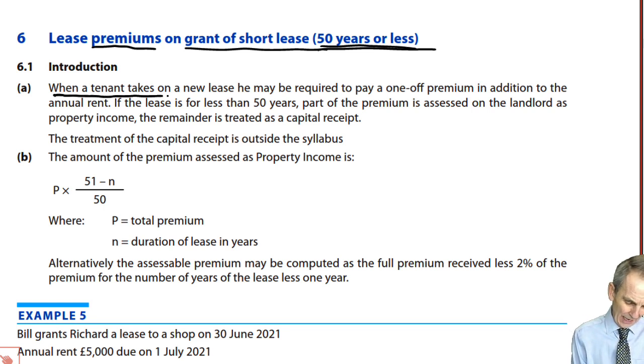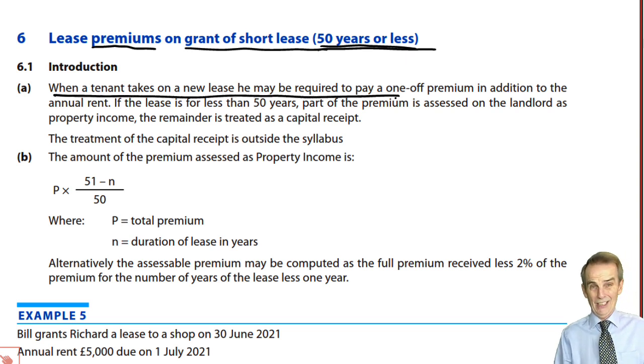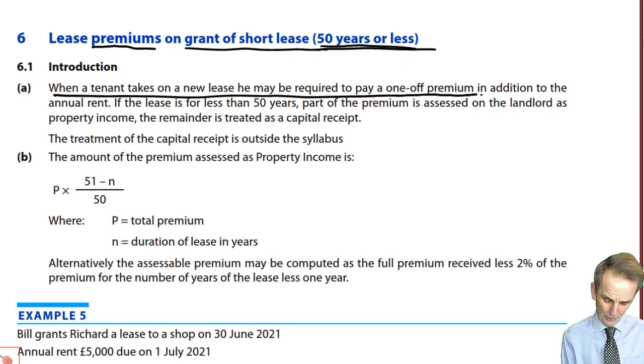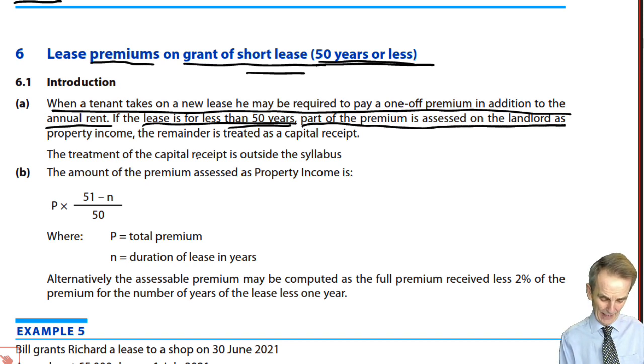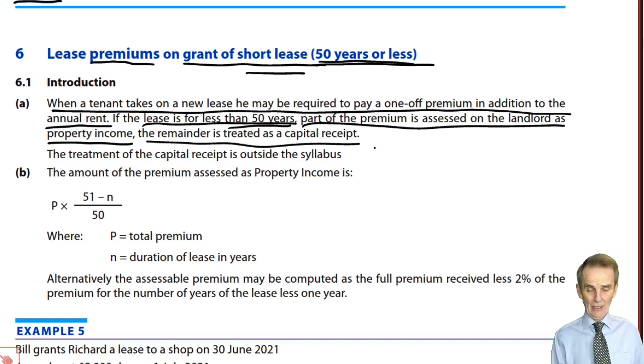So when a tenant takes on a new lease, he may be required, if he wants to take the lease anyway, to pay a one-off premium in addition to the normal annual rent. If the lease is for not more than 50 years, we're now talking about a short lease. And that means that when that premium is received by the lessor from the lessee, part of the premium is assessed on the landlord as property income. The remainder is treated as a capital receipt.